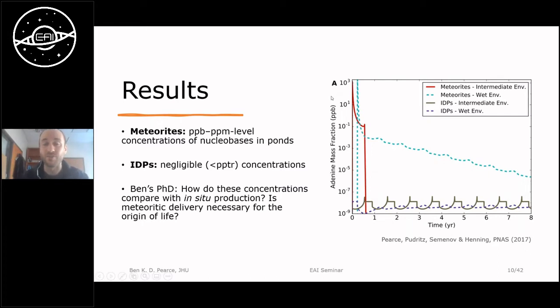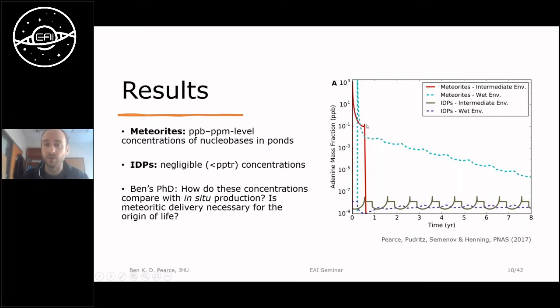So the huge difference here is that meteorites enter the pond, and diffusion is relatively quick. We model diffusion of nucleobases out of the pores of the meteorite. It only takes about a week. So you reach parts per million concentrations, but it's a finite source. Unlike IDPs, which are raining down constantly, meteorite depositions are single events. So you reach parts per million for a few weeks, and then the sinks in the pond begin to remove your adenine.